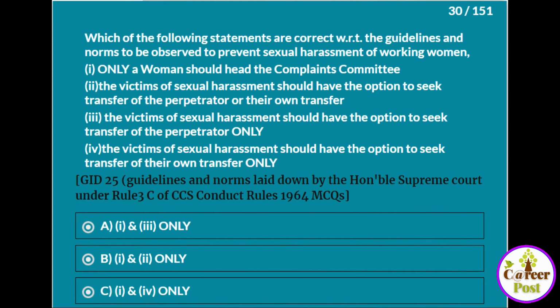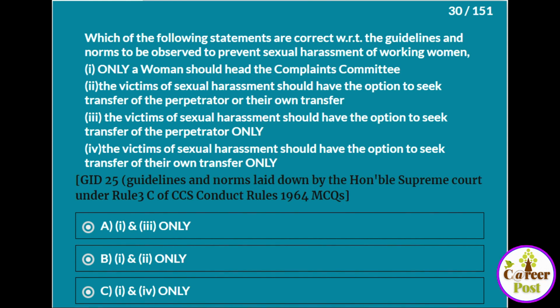Which of the following statements are correct with reference to guidelines and norms to be observed to prevent sexual harassment of working women? One, only a woman should head the complaints committee. Two, the victims of sexual harassment should have the option to seek transfer of the perpetrator or their own transfer. Three, the option to seek transfer of the perpetrator only. Four, the option to seek their own transfer only.